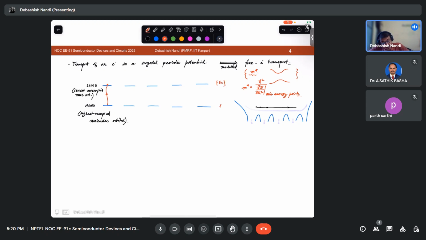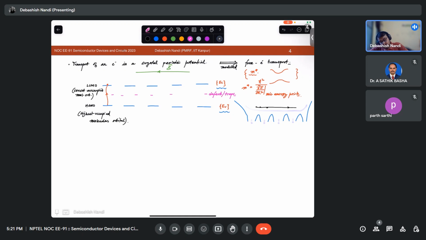Remember that, and you can think of it as an EC and EV. It is just for thinking. So suppose now you apply an electric field across the material. How will the electrons transport? The electrons will transport, and there is also the presence of defect states, random defect states. Let's say these are your defects or traps.